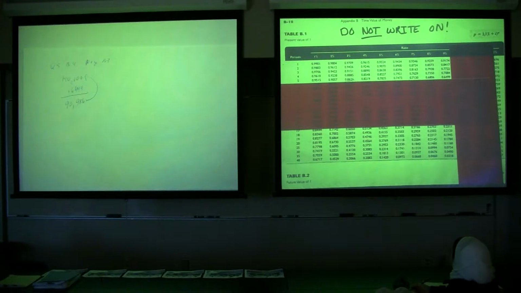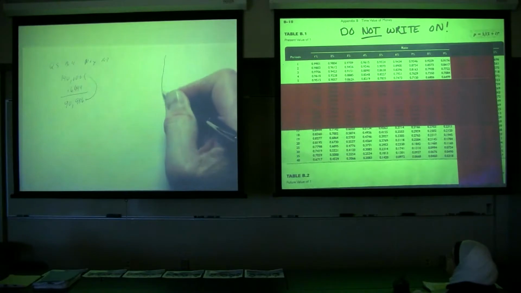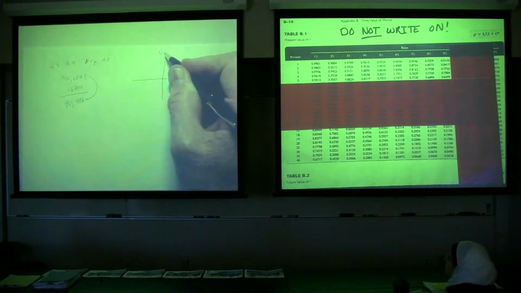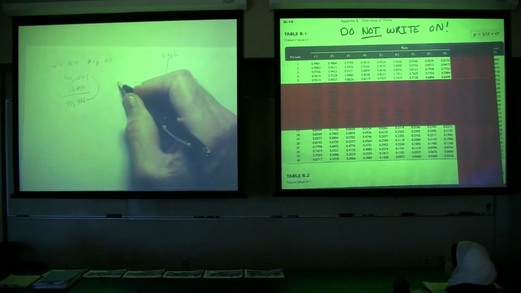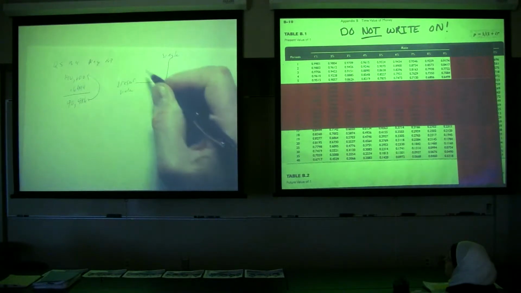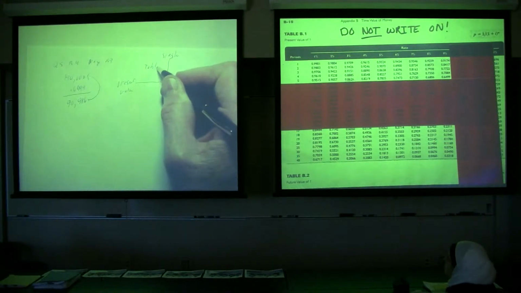Now, let's take a look at another one of these. So now, let's go back to the grid. So we had a single amount. We were looking for the present value. And we used table 1, right?